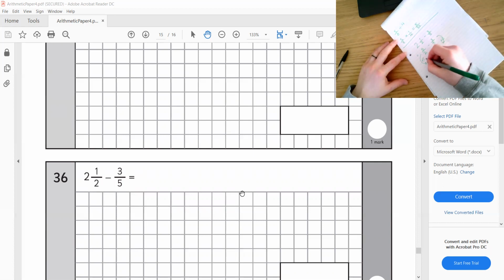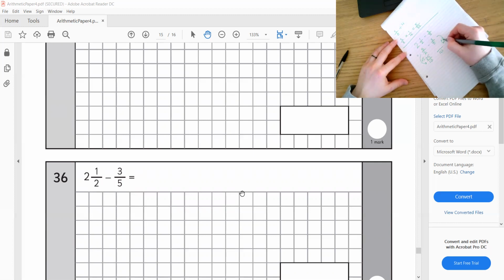So 5 times 5 is 25. 3 times 2 is 6. So 25, then take away 6 would be 19 tenths. That equals 1 whole and 9 tenths.